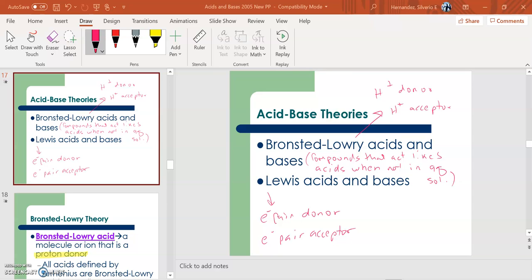Sometimes there were acids that were not a part of an aqueous solution. In other words, they weren't dissolved in the water, yet they still functioned as acids and bases. So Bronsted-Lowry talked about when a compound or a substance acts like an acid or a base, it's not dissolved in the water. Here they talked about an acid as being a hydrogen ion or a proton donor, and a base was a hydrogen ion or proton acceptor. So we're going to look at that next.